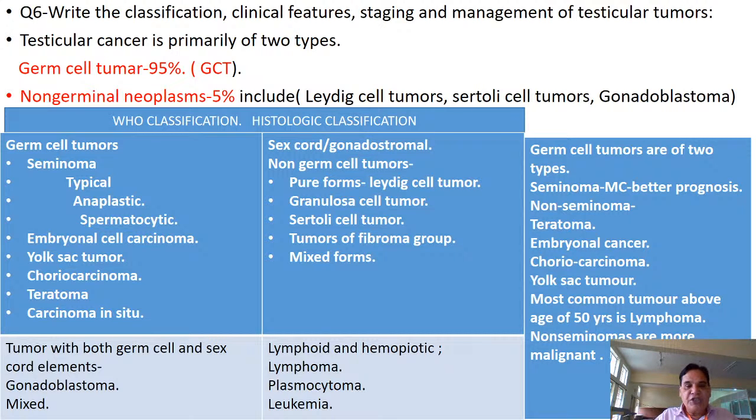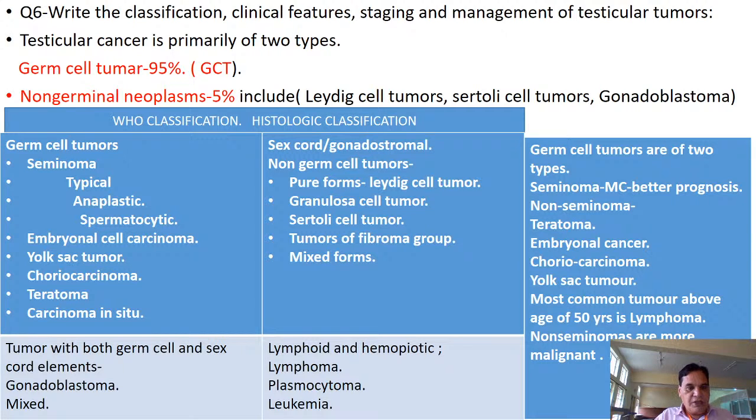95% are called GCT, that is germ cell tumor. The remaining 5% are non-germinal neoplasms. GCT 95%, non-GCT 5%, and they include different types like Leydig cell tumor, Sertoli tumor and gonadoblastoma. This occurs comparatively at a younger age.